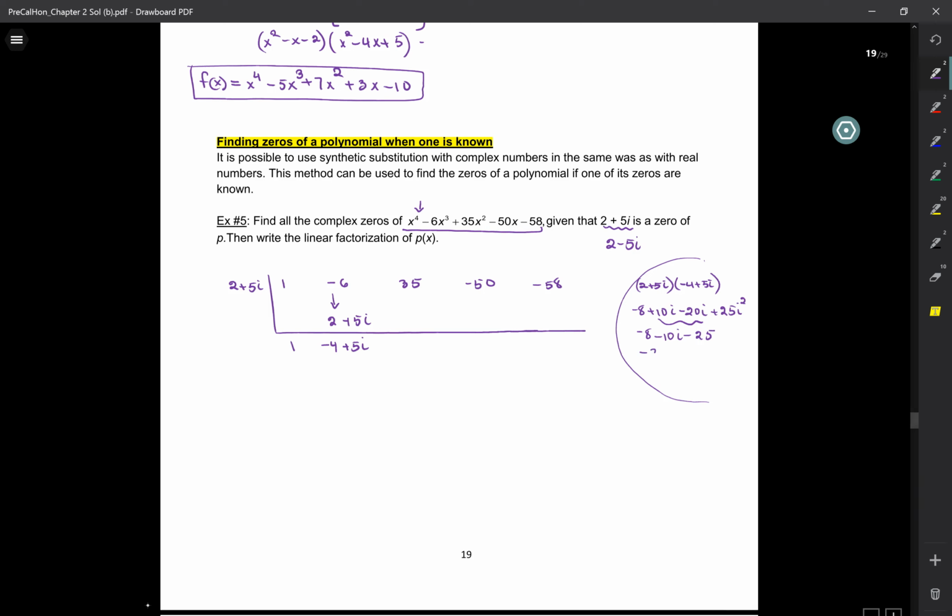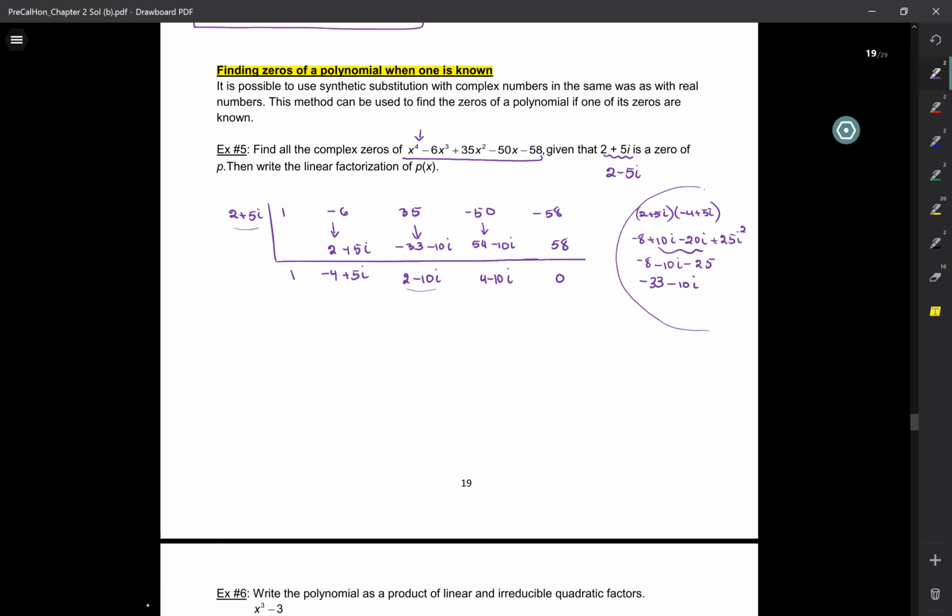Negative 8 minus 25 is negative 33 minus 10i. So here I get negative 33 minus 10i. When I add, I get 2 minus 10i. And now I'm going to multiply 2 plus 5i, 2 minus 10i. I do the same thing, and I get 54 minus 10i. I add this way, and I get 4 minus 10i. I multiply, I do the similar thing that I did before, and magically I get 58 with a 0 here.